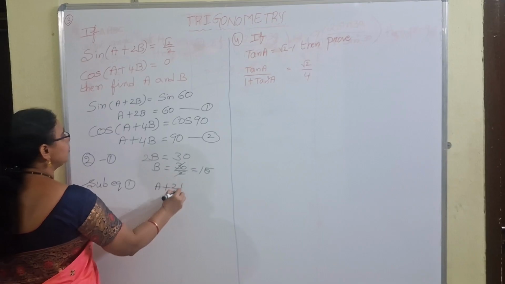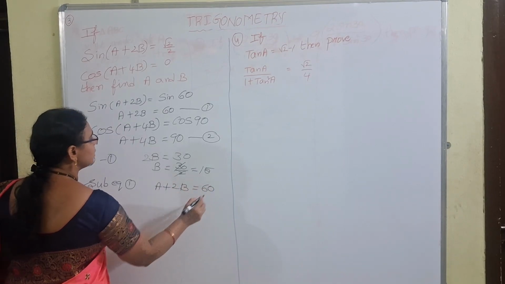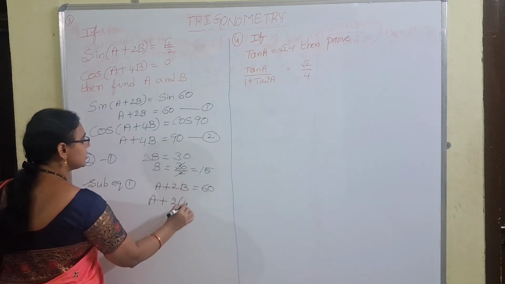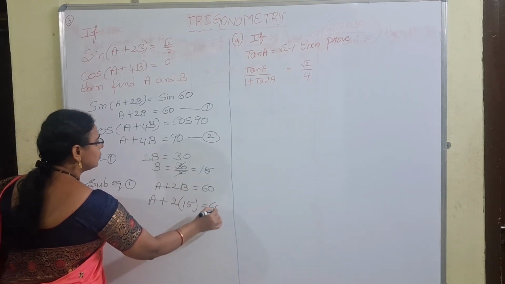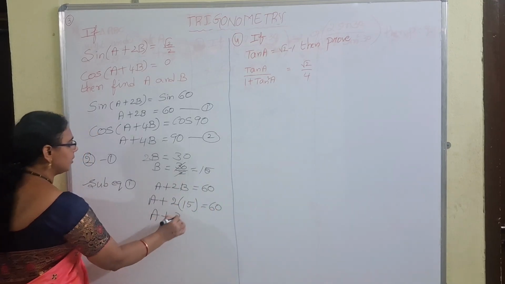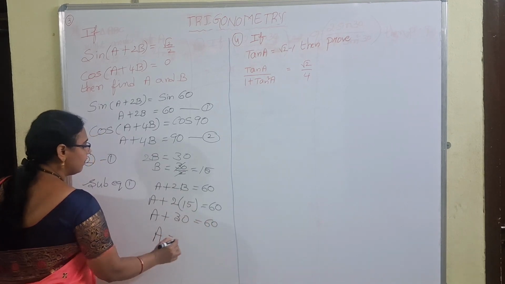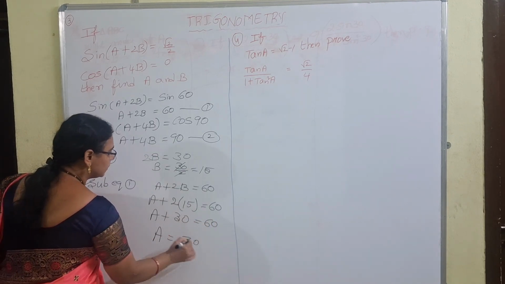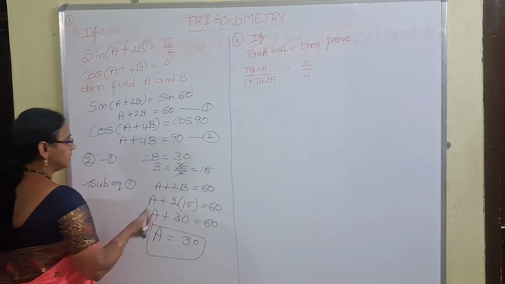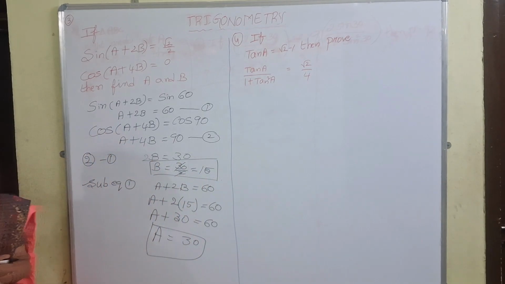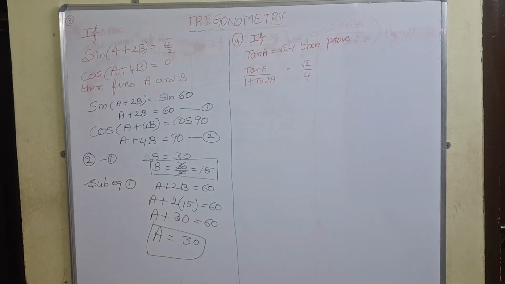A plus 2B is equal to 60. A we have to find. 2 into B means 2 into 15, is equal to 60. So A plus 30 is equal to 60. I want the value of A, so transpose 30 to the opposite side, minus 30. So the B value you got is 15 and the A value you got is 30.